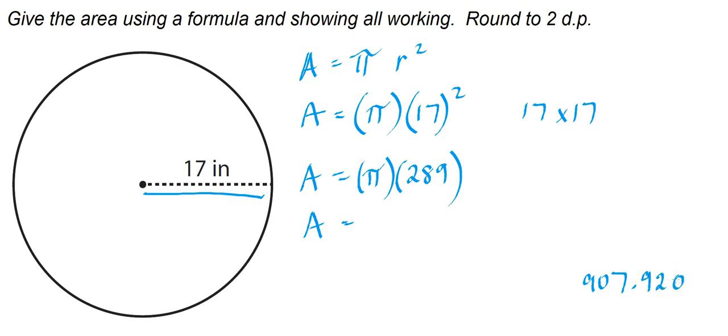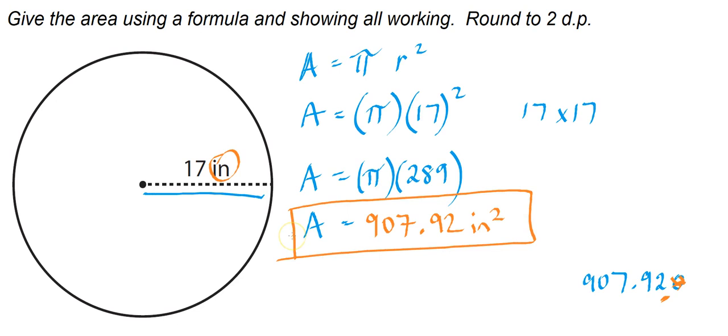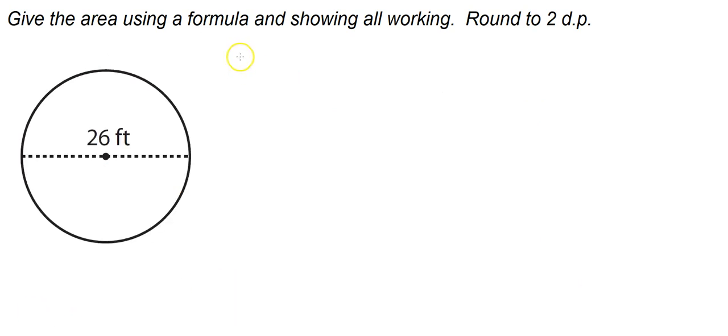Okay, so we have to round off to 2 decimal places. There it is, that's a 0, so that's it right there. 907.92. We're talking inches. It's area, so it has to be squared. And that's complete.